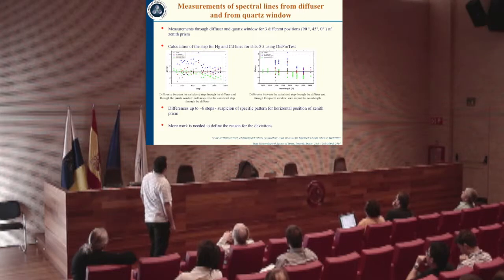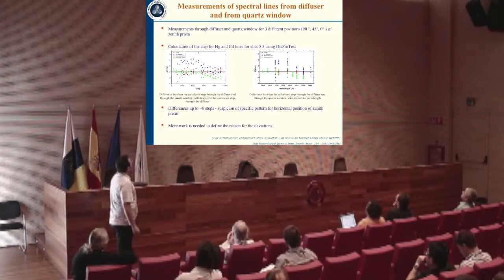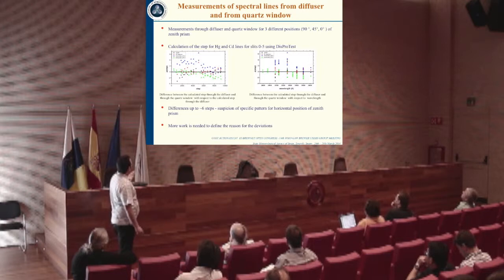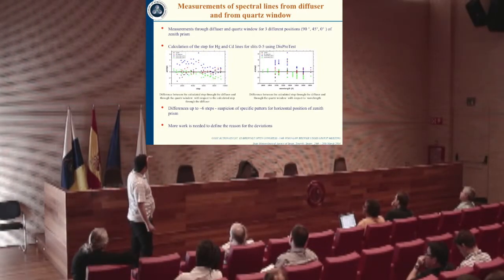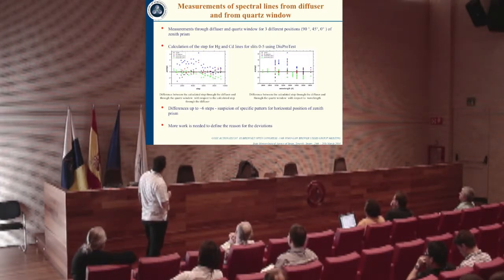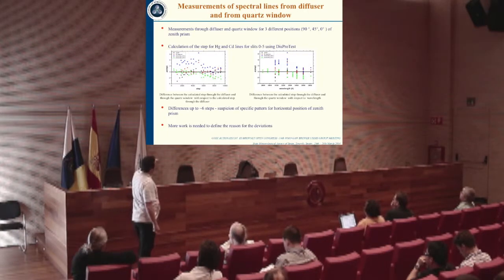This slide is about the measurement of spectral lines from the diffuser and from the quartz window. We performed measurements through the diffuser and through 3 different positions of the quartz window of the zenith prism. Then we calculated the step for the mercury and the cadmium lines on slits 0 to 5, and the results are here. In the left graph, we can see the difference between the calculated step through the diffuser and through the quartz window with respect to the calculated step through the diffuser, while in the second graph, we can see the same difference with respect to wavelength.